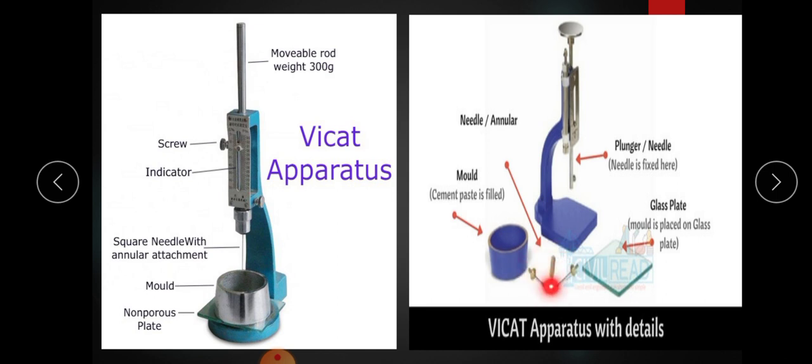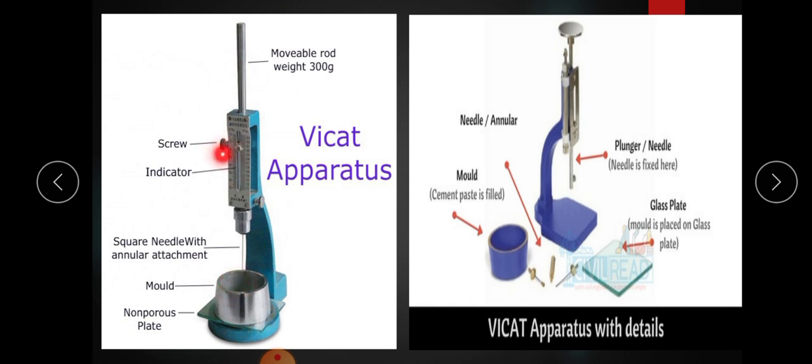Different needles are used for different tests. For the initial setting time of cement, we are going to use this needle, which is 1 mm square. And this is the movable rod, which weighs 300 grams. See here, the movable rod. Here the holder will be there. If we remove that, this movable rod will move and it will penetrate here.